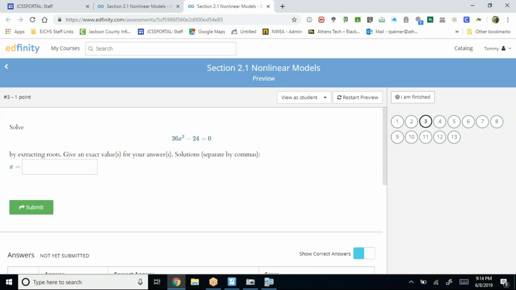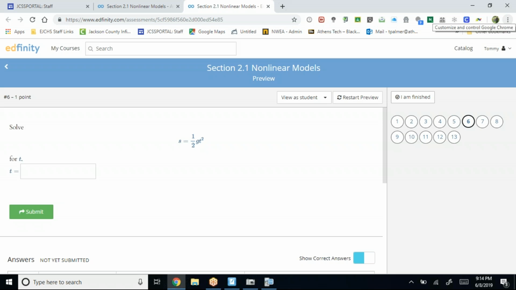And I also need help with number 6. Oh. What does it say? Let's see. Solve for t, right? Yes, sir. Okay.